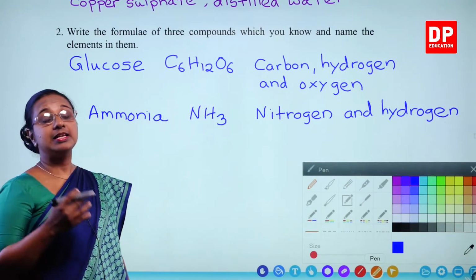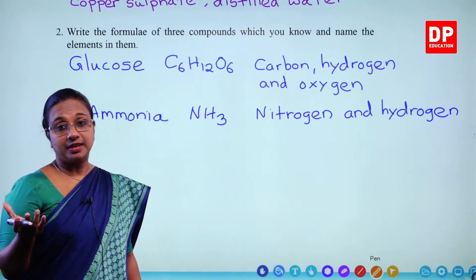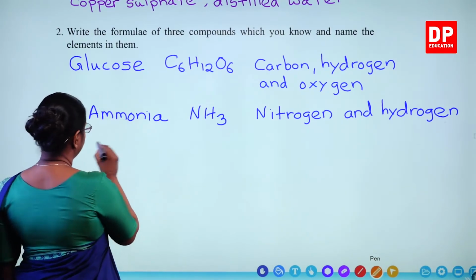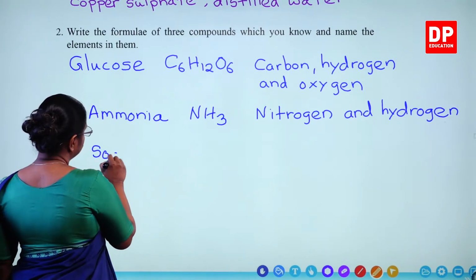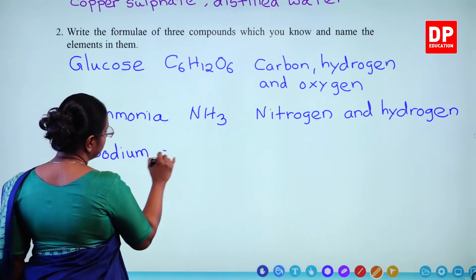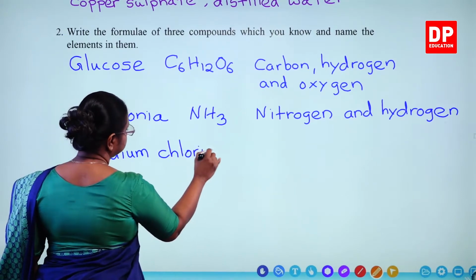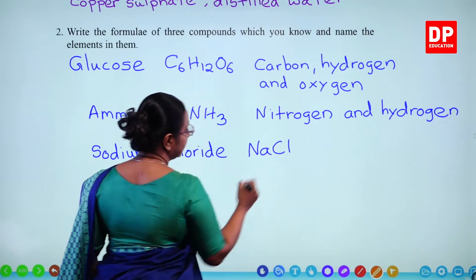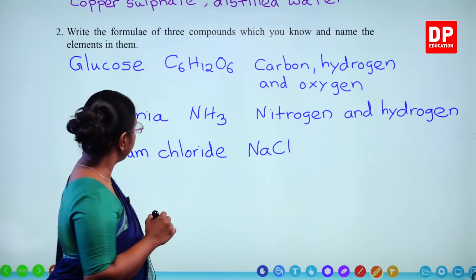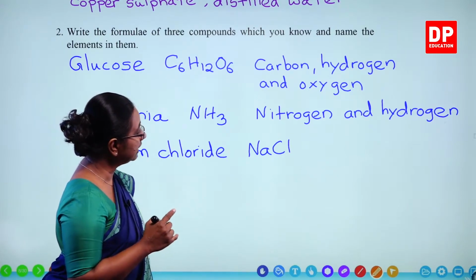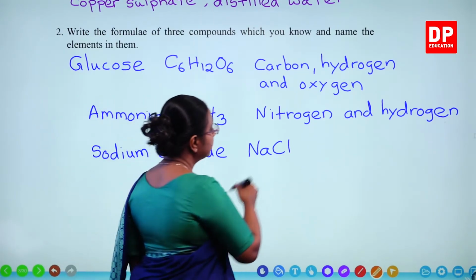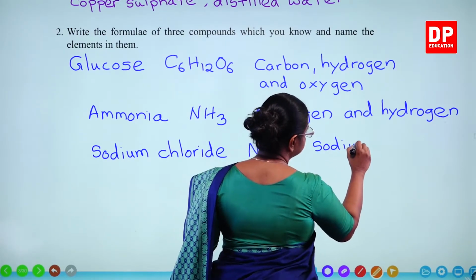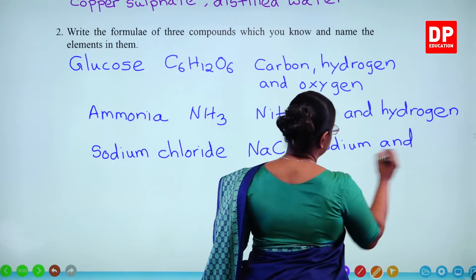Then we have, let's say we can take copper sulfate or sodium chloride. I will take sodium chloride, common salt. What is the chemical formula? NaCl. So there are sodium and chlorine, sodium chloride. So this gives rise to the elements sodium and chlorine.